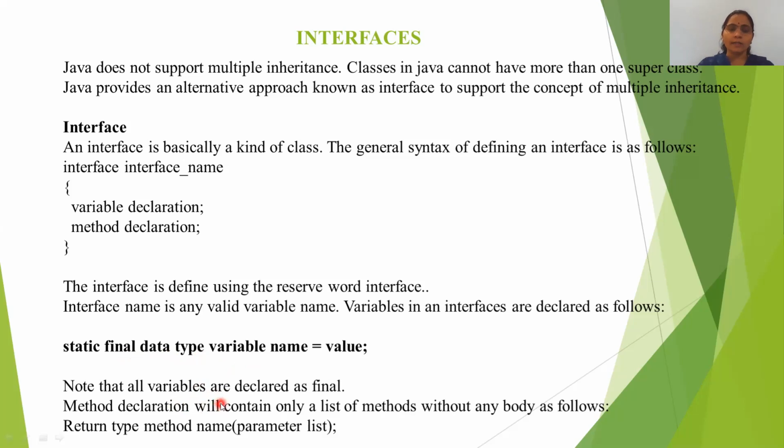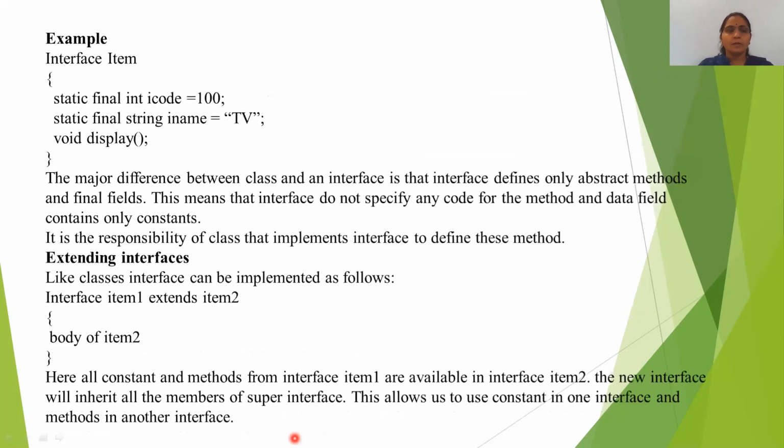Note that all the variables are declared as final, and method declaration will contain only the list of methods without any body, as follows. How will the method be declared with this syntax? See the bottom line: return type, meaning any valid data type, method name, and into the brackets the parameter list, meaning the list of variables that you want to pass to the particular method.